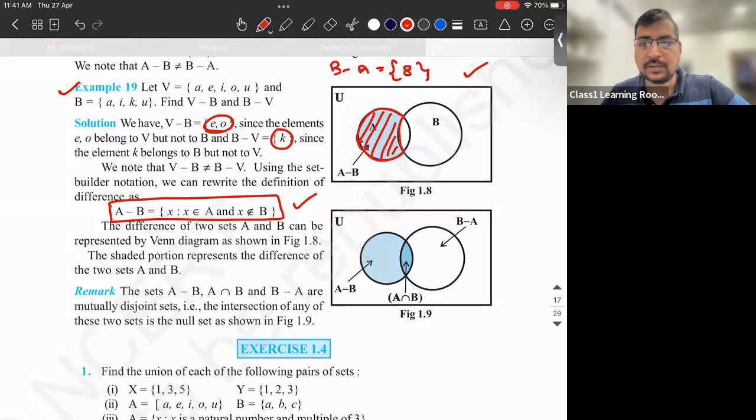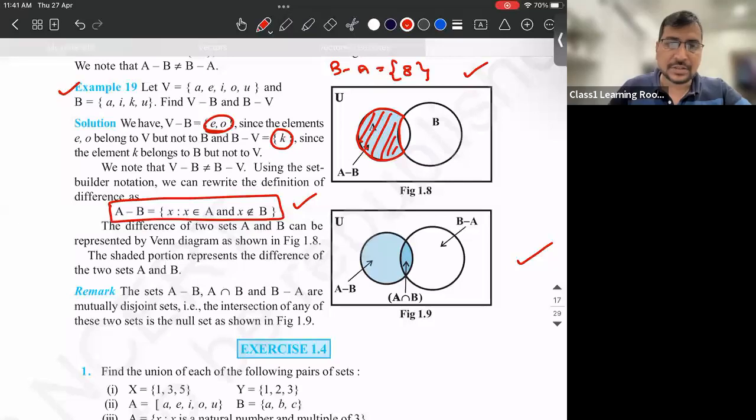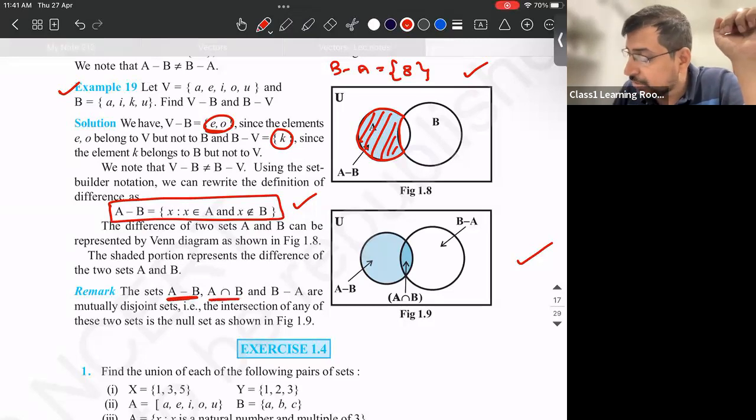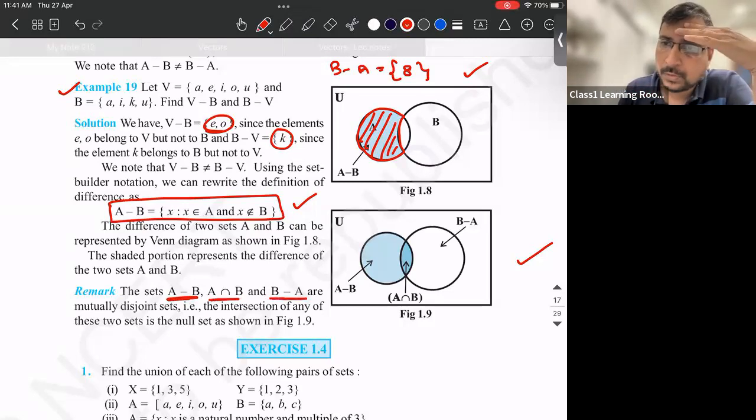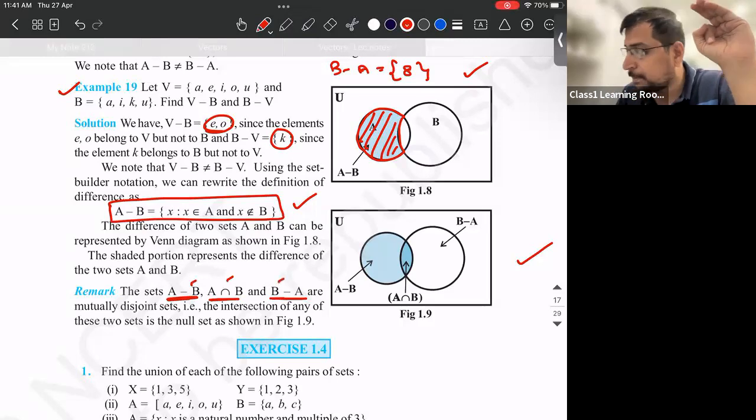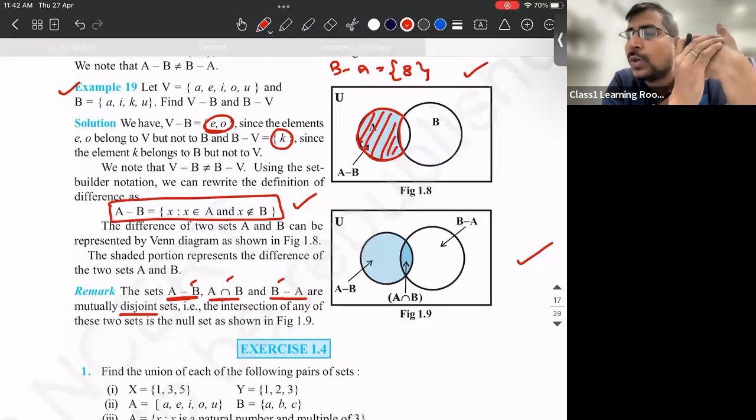Okay, you're clear with this? Yes. So we learned three operations, right? What are they? A intersection B, A union B, and A minus B. Among which, if you take A minus B, A intersection B, and B minus A, A minus B and B minus A both are differences, and A intersection B is the intersection operation. They are said to be mutually disjoint sets. The meaning of mutually disjoint sets is that whenever you take the intersection of any two of them, you will get a null set.